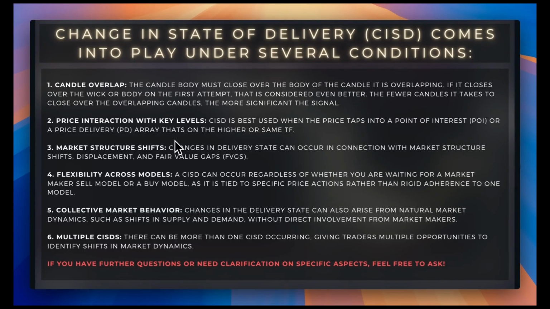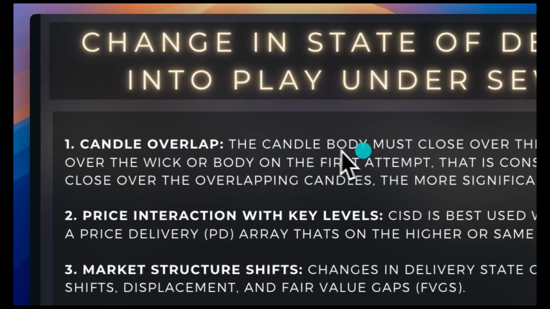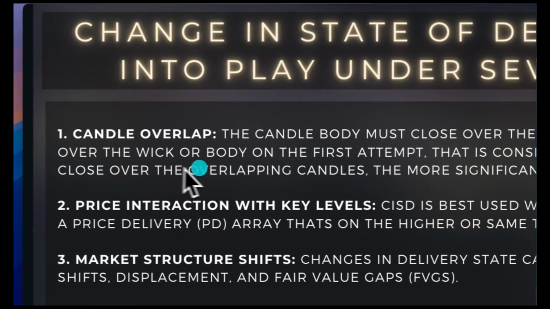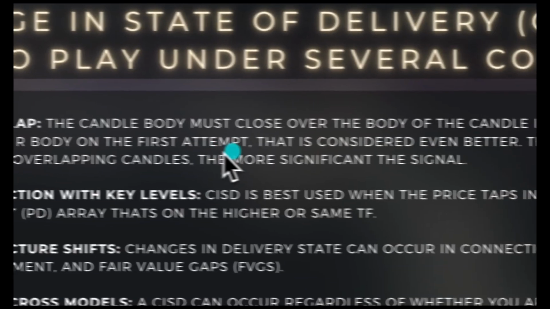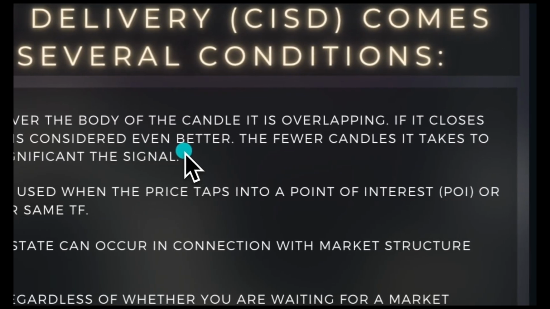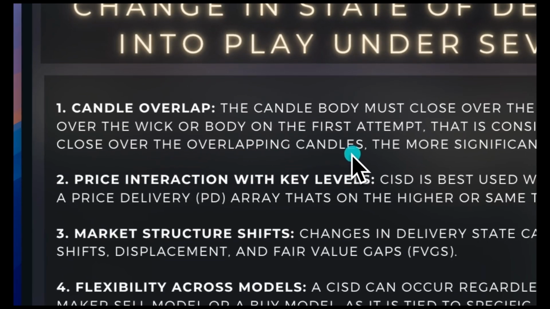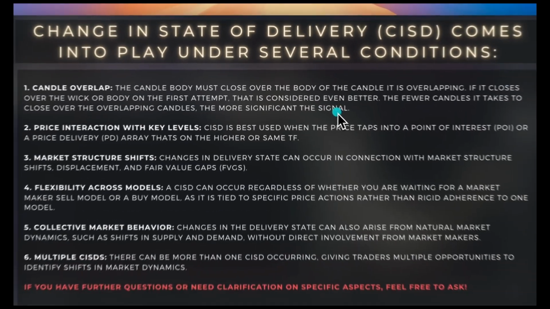Okay, so change in state of delivery, CISD, comes into play under several conditions. So the first one, candle overlap. The candle body must close over the body of the candle it is overlapping. If it closes over the wick or body on the first attempt, that is considered even better. The fewer candles it takes to close over the overlapping candles, the more significant the signal.